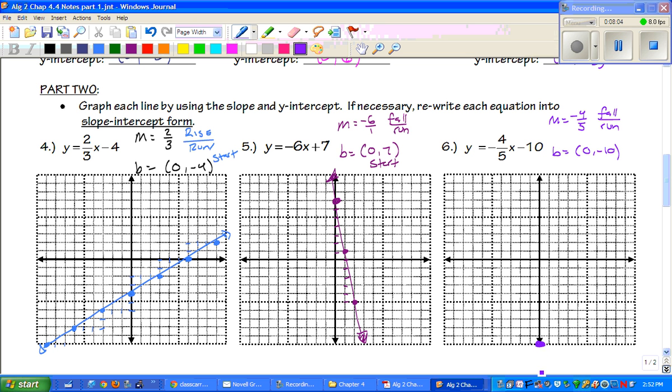Now, can we go 4 over 5 negative and still be on the graph? No. Okay, so what we have to do is the exact opposite. This is the only time that we can go to the left. So to do the opposite, we're going to go up 4, but then left 5. So the exact opposite of what our slope tells us to do. So 1, 2, 3, 4.